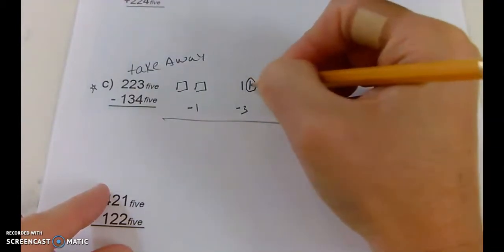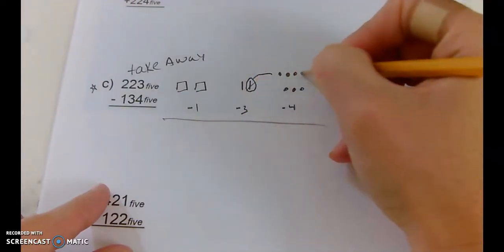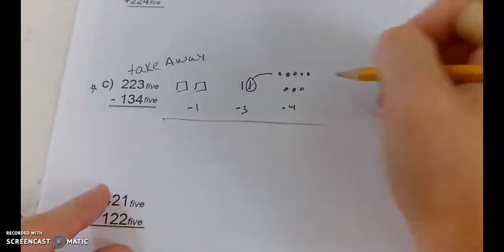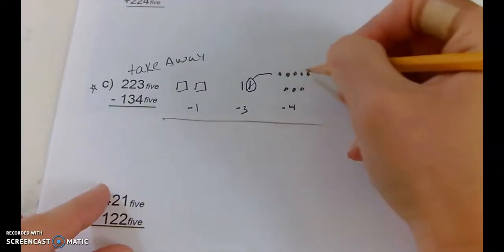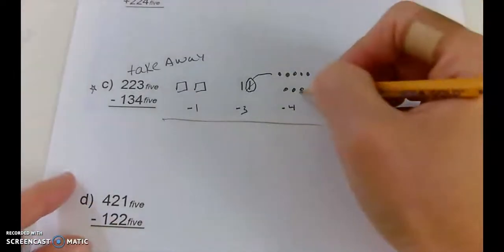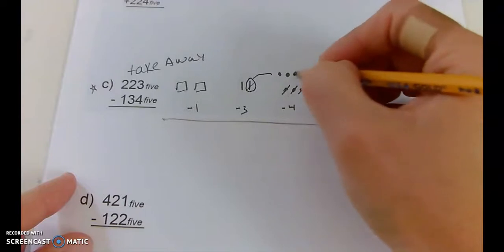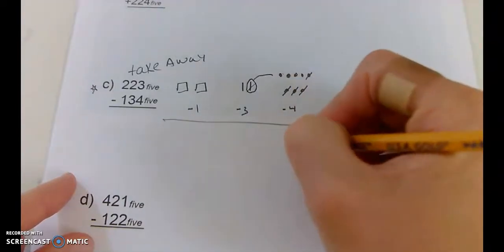All right, this is moving over. Here, this really represents 1, 2, 3, 4, 5 ones, right? Did I write that? 1, 2, 3, 4, 5. Okay, now I'm taking away 4. How to show that? I'm going to cross them out. 1, 2, 3, 4. How many are left? 1, 2, 3, 4. Cool.